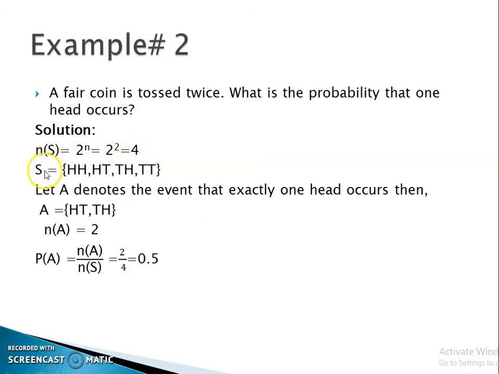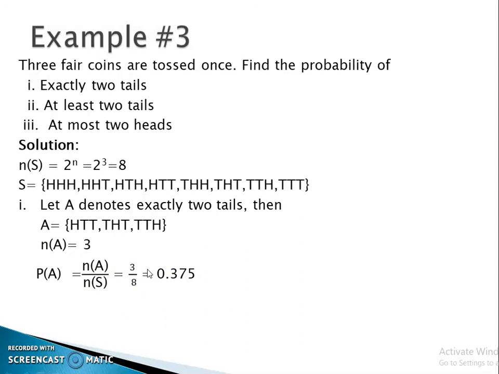So sample space will consist of 4 possible outcomes, HH, HT, TH and TT. Let A denote the event that exactly one head occurs, then A equal to HT and TH, the 2 possible outcomes. So favorable outcomes to the event A equal to 2 and probability of A equal to favorable outcomes divided by total possible outcomes. 2 over 4 equal to 0.5.